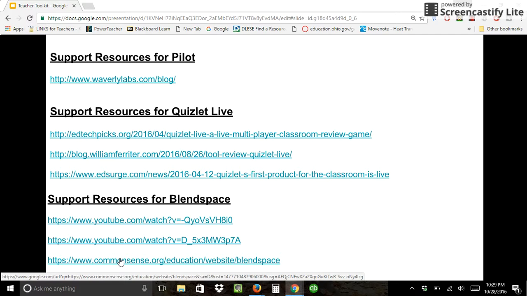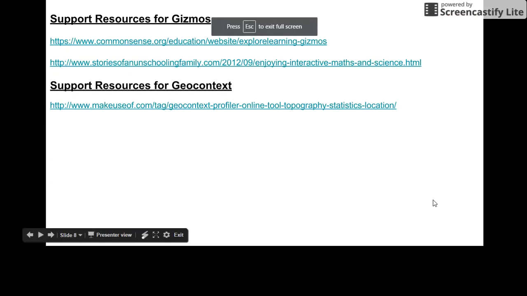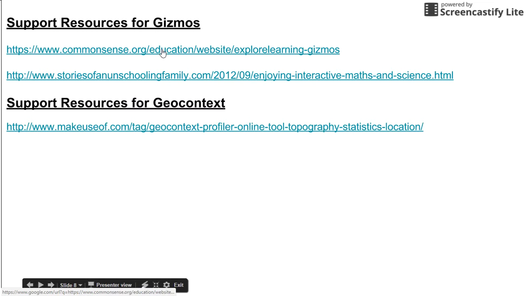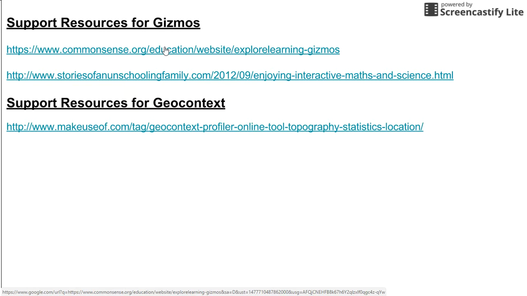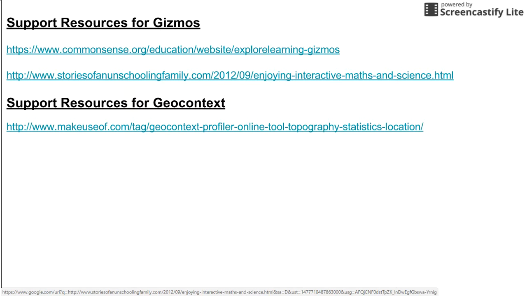And you can see how it got its rating on Common Sense Media, or not Common Sense Media, Common Sense Education. And then we also have on Common Sense Education a review of Gizmos. It got 4 out of 5 stars by both the reviewer and by teachers. And then this particular website here is a blog where a woman talked about using gizmos and just how beneficial they were for her.